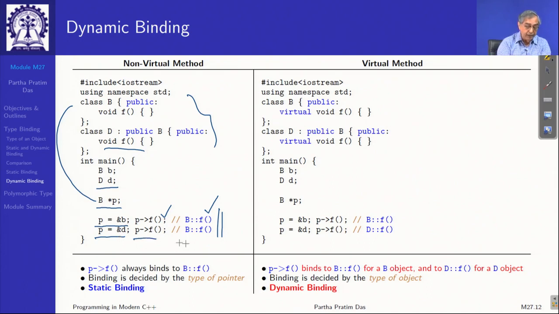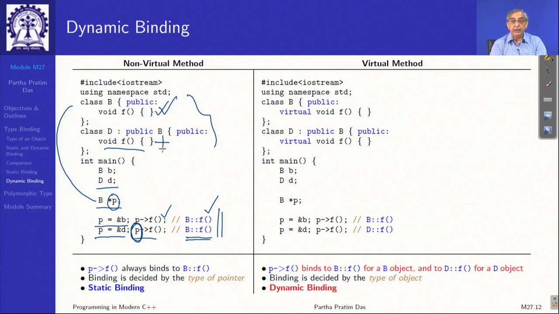If I assign the address of the derived class object to the base class pointer and then try to call f, it will still call the base class function, because this is done by the compiler at the static time, at the compile time. So, the compiler knows, in resolving P here, that it is of B type. So, it binds with this function, it does not bind with this function.